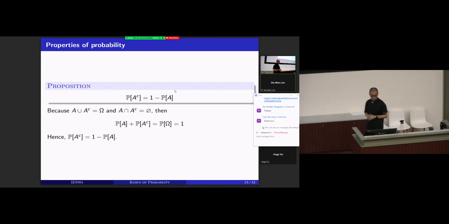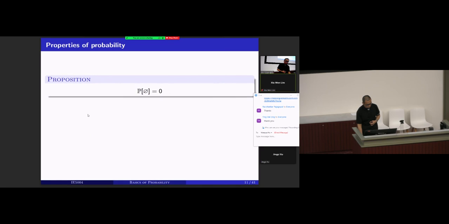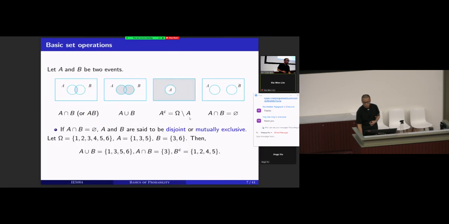What is the proof? The proof is also very simple. Let's think of the union of A and A complement. What is the definition of A complement? The definition of A complement is the set of all outcomes that are in the sample space but not in A, right? Because of this definition, you can definitely see that A union A complement should be equal to the entire sample space, right? And also, no element can be both in A and in A complement.